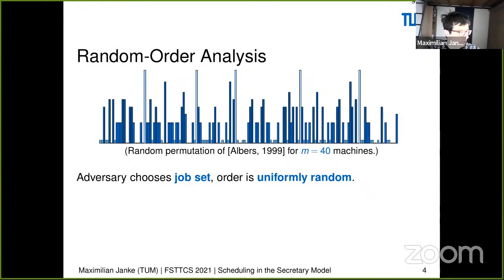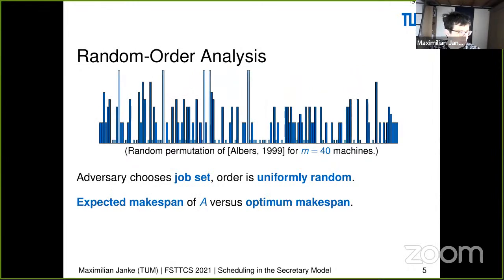Now, of course, the make span of the online algorithm is likely to depend on this permutation order. And thus, we consider the expected make span of the online algorithm A and compare this to the optimal make span. The worst ratio which can occur between this expected make span and the optimal make span is then the competitive ratio in the random order model.